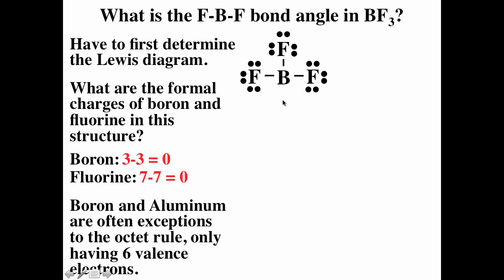Remember, there are 3 exceptions to the octet rule. Boron and aluminum often are happy with 6 valence electrons. Radicals, where you have an odd number of electrons, can't get a noble gas configuration. And elements in the 3rd row and lower can have more than 8 valence electrons. Using the formal charge, we can understand those exceptions to the octet rule.